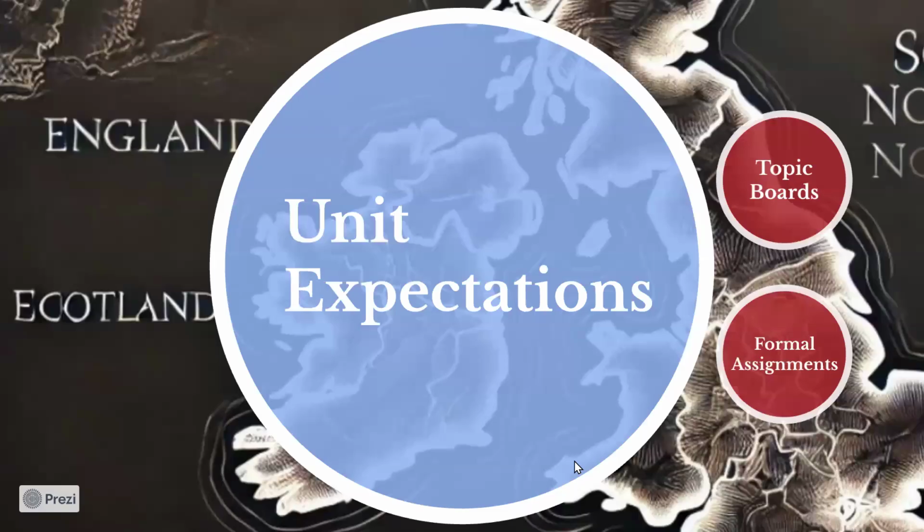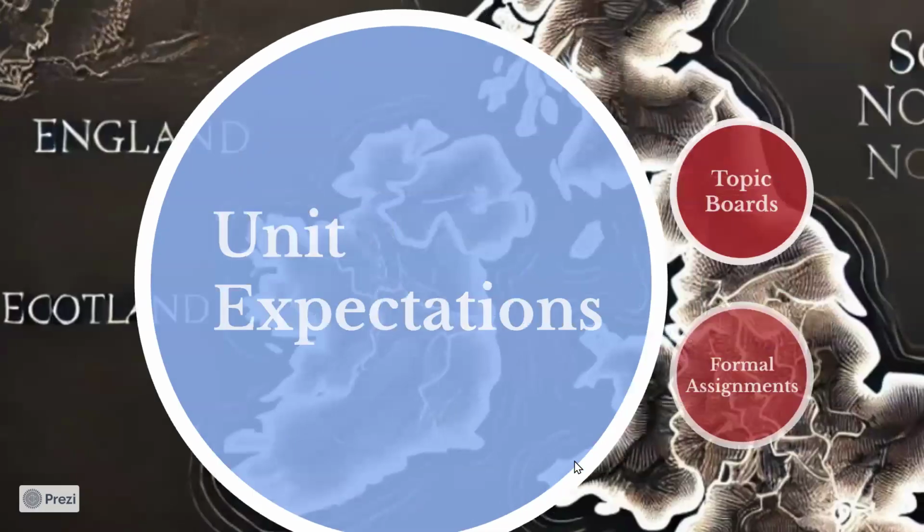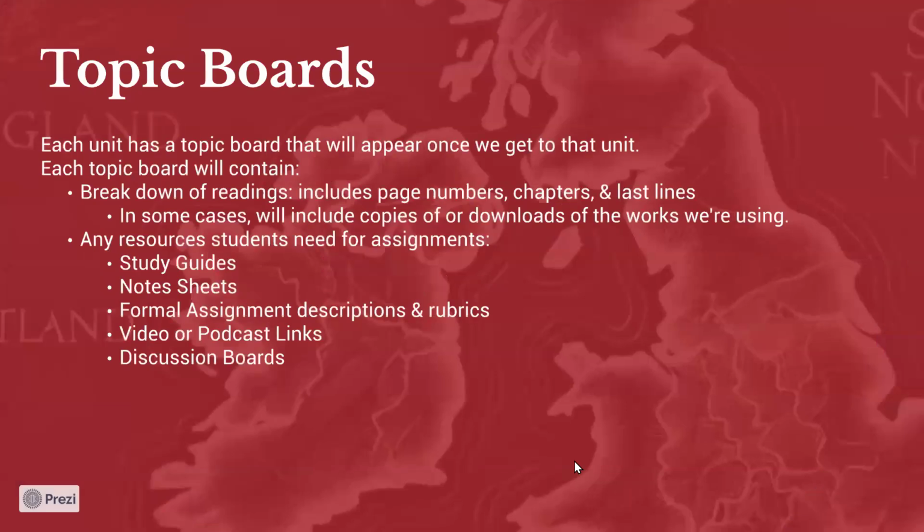So this is a bit of administration housekeeping for you for the different units. Parents and students have access to the topic boards. Each unit has a topic board that will appear once we get to that unit. Each topic board contains a breakdown of the readings, which includes your page numbers, chapters, and last lines as applicable. In some cases, it will include copies of or downloads of the works we're using. All of those can also be found in your assignments as well.